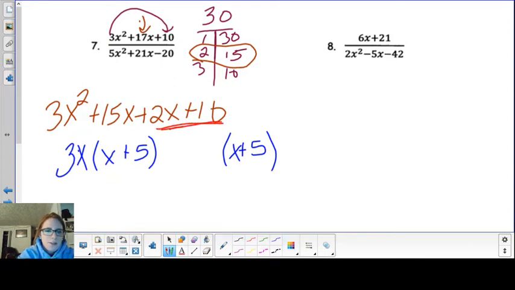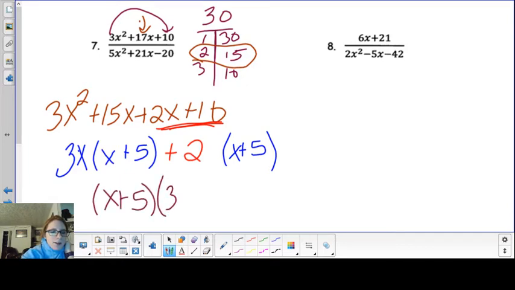Taking a look at the last two, 2x divided by x is what? 10 divided by 5 is what? Good, 2. So the answer goes in the blank space. And the top so far is x plus 5 times 3x plus 2. So that's our top. Now we need to do our denominator. Can anything divide out of the denominator? Nope.